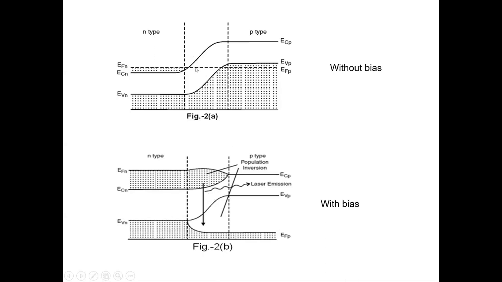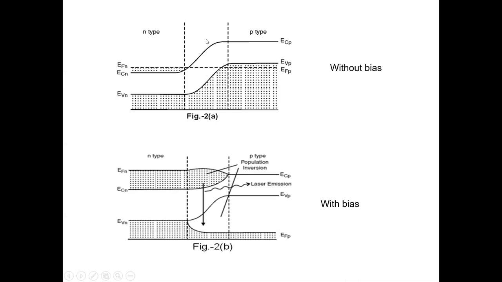So this is the situation of the energy level diagram without bias, and this is the energy level diagram with the bias. From an examination point of view, while you are explaining the construction and working of the semiconductor laser, you have to draw this diagram very neatly. It is a very important energy level diagram.